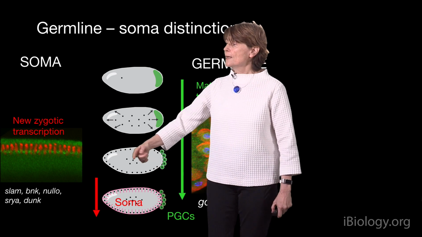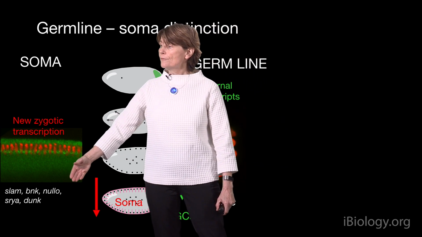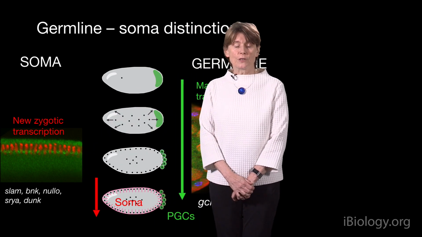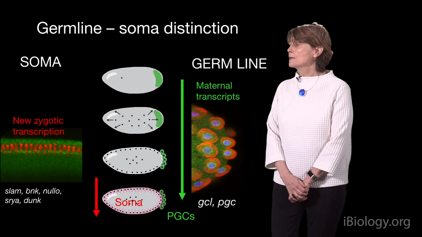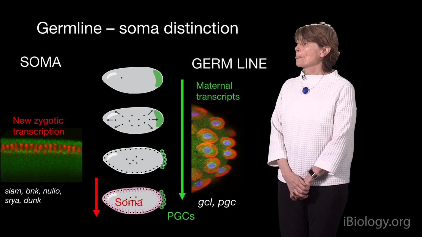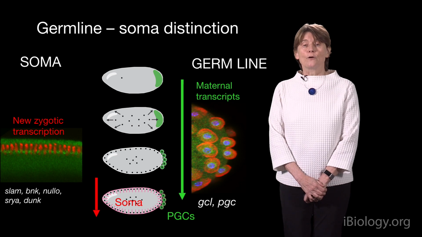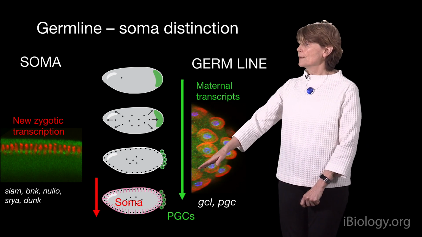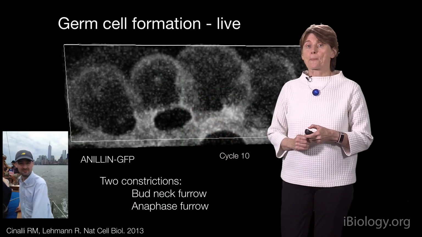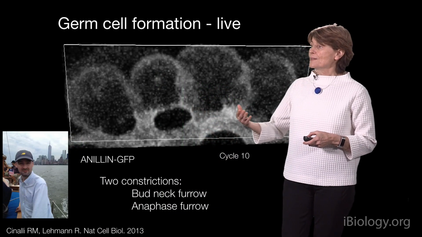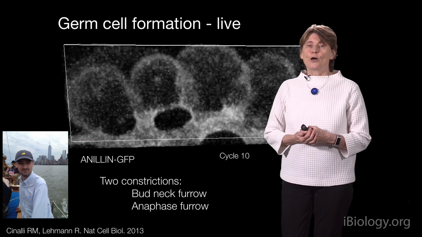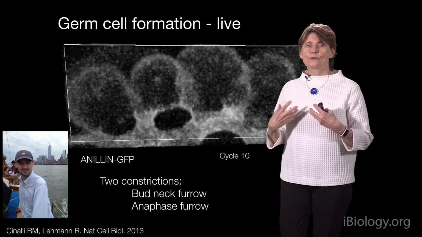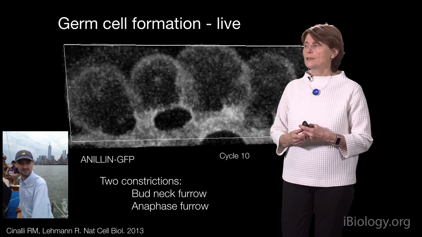The soma is formed by the ingression of cell membranes in between the nuclei that have moved to the surface, and there are a number of transcripts which are synthesized by and expressed by the zygote, by the embryo, that are absolutely necessary for this ingression of the membranes and the formation of the soma at a later stage.